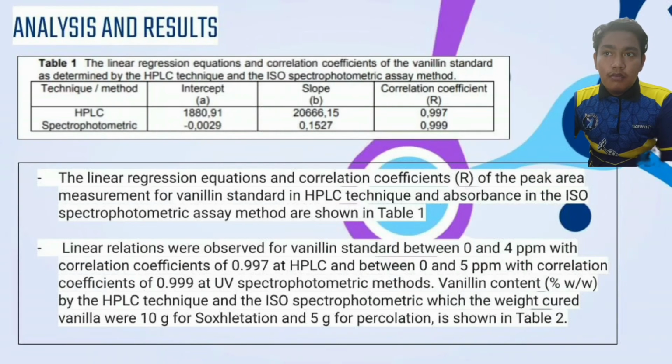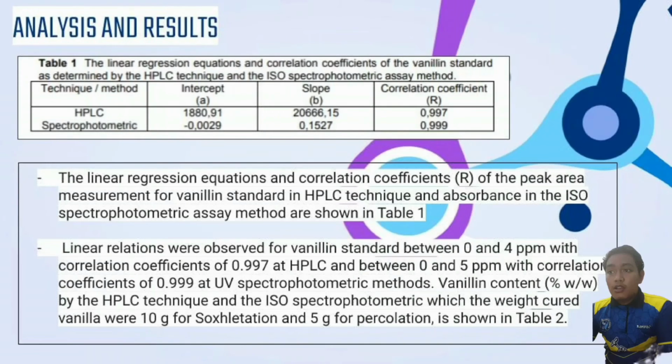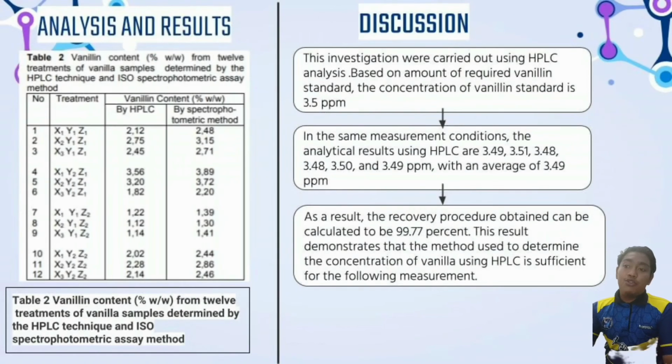Vanillin contents by the HPLC technique and the UV spectrophotometric method, according to the way we cured the vanilla, were 10 gram for extraction and 5 gram for percolation, as shown in table 2. Now we move to table 2. Table 2 shows the amount of vanillin for the 12 samples determined by the HPLC technique and the UV spectrophotometric assay method. The data shows that for the 12 vanilla samples analyzed, the spectrophotometric assay consistently yields a higher value than the HPLC technique.